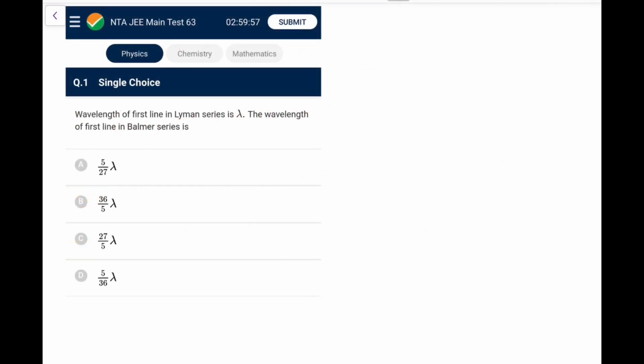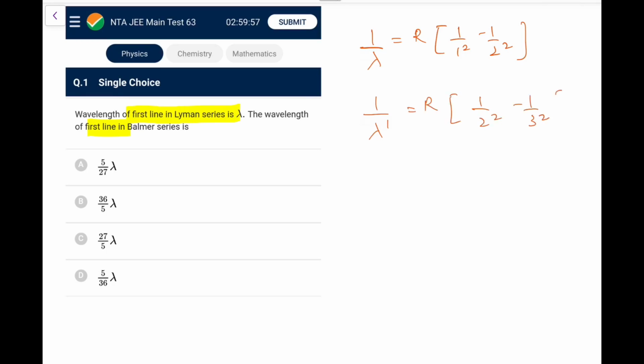First question: the wavelength of the first line in the Lyman series is lambda. The wavelength of the first line in the Balmer series is? So for Lyman, the first line is 1 by lambda equals R times (1 upon 1 square minus 1 upon 2 square), transition from 2 to 1. For Balmer, let's say it is lambda dash, that would be R times (1 by 2 square minus 1 by 3 square), because the first line of Balmer means transition from 3 to 2.